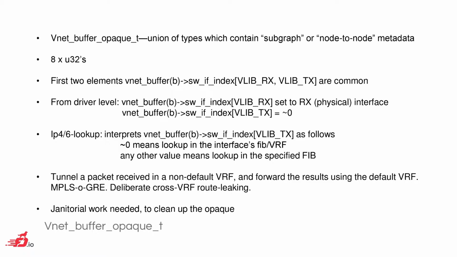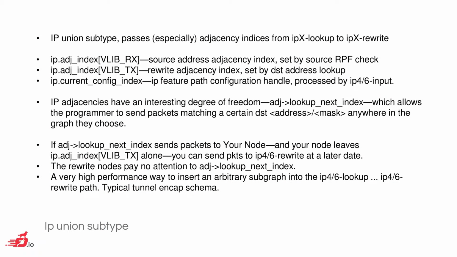The deliberate route leaking cases, or tunneling a packet received in a non-default VRF and forwarding using routes in the default VRF, MPLS over GRE works that way. As I said, janitorial work is needed to clean up the opaque. So the IP union subtype passes, especially, adjacency indices from the IP4/IP6 lookup to the rewrite stage.